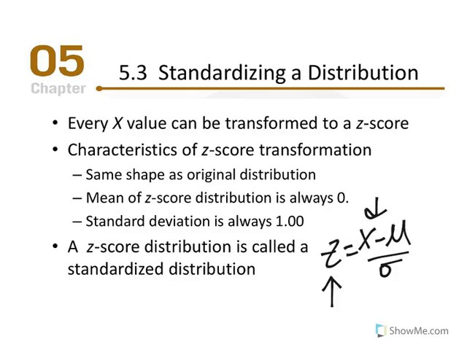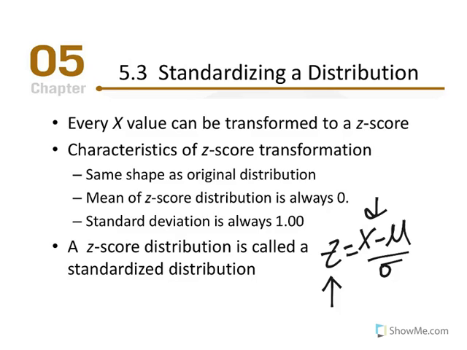The mean of a z-score distribution is always equal to zero, as I mentioned in a previous lecture. In this video, I will show you mathematically how that is true, though we can also just accept it. The standard deviation is always equal to one. A Z distribution is called a standardized distribution.